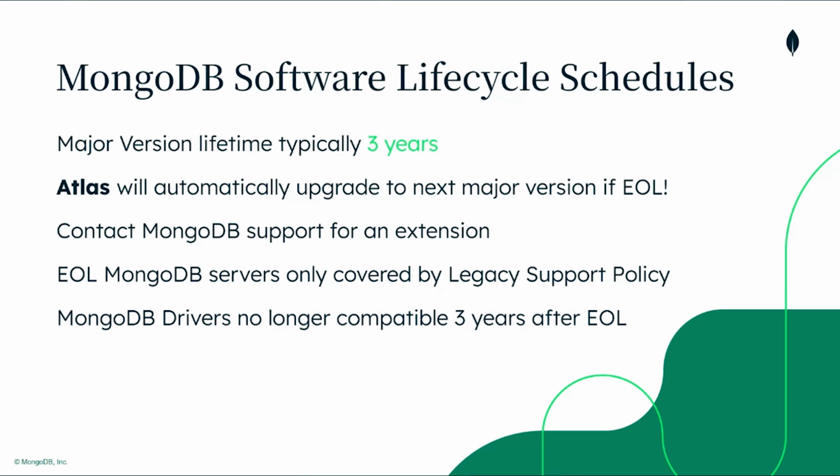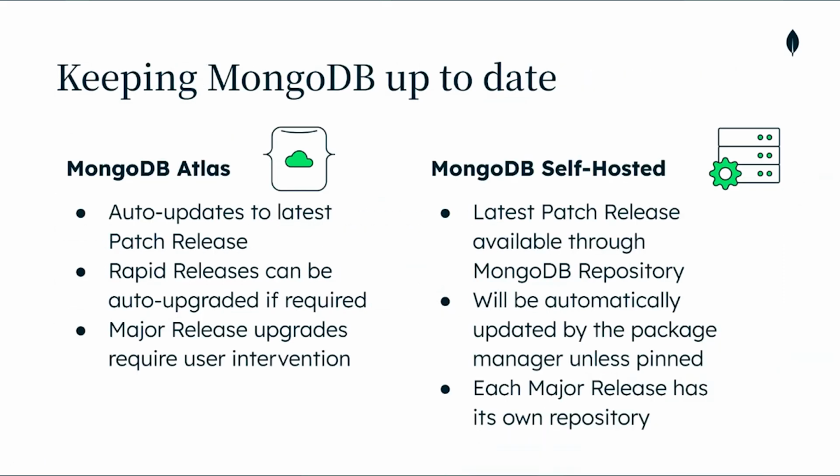However, if you do not do this, then 6 months after your MongoDB version on Atlas has gone end of life, MongoDB Atlas will use one of the maintenance windows to automatically upgrade you to a supported version. Note also that MongoDB drivers are typically no longer compatible with MongoDB versions which are more than 3 years end of life. What does this mean for you? You need to keep MongoDB up to date.